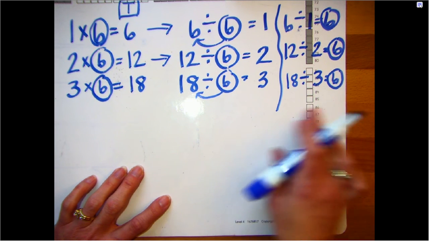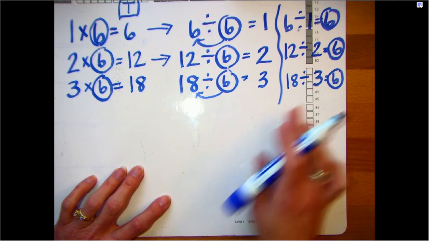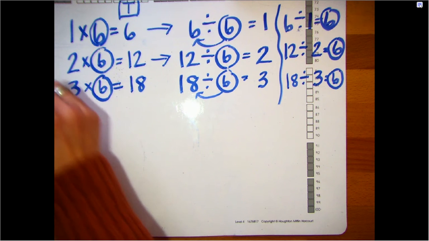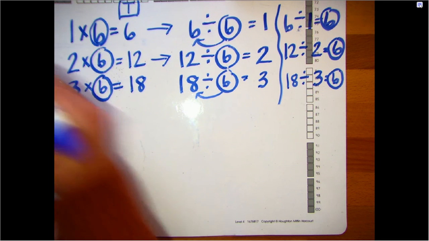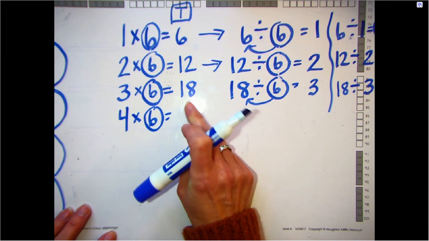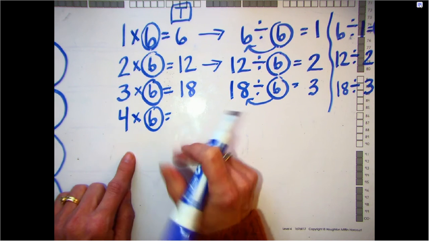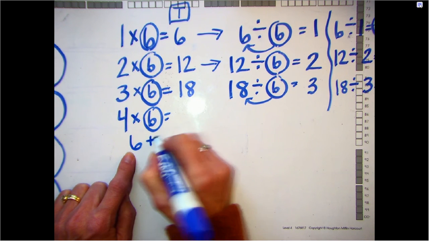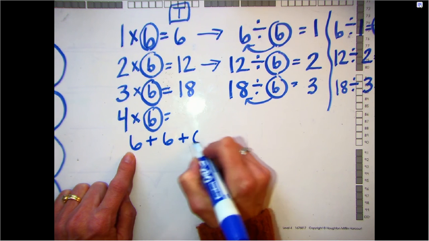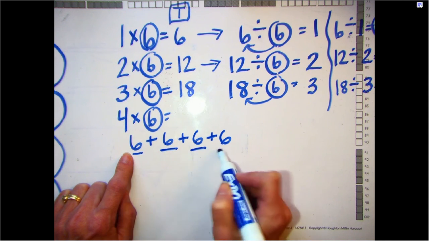So multiplying and dividing by 6, remember these are fact families, they're all related. We could keep adding, circling another group of 6. My fourth group of 6 is just going to be adding 6 more to this number, right? Because it would be 6 plus 6 plus 6 plus 6. I'm doing that 4 times.